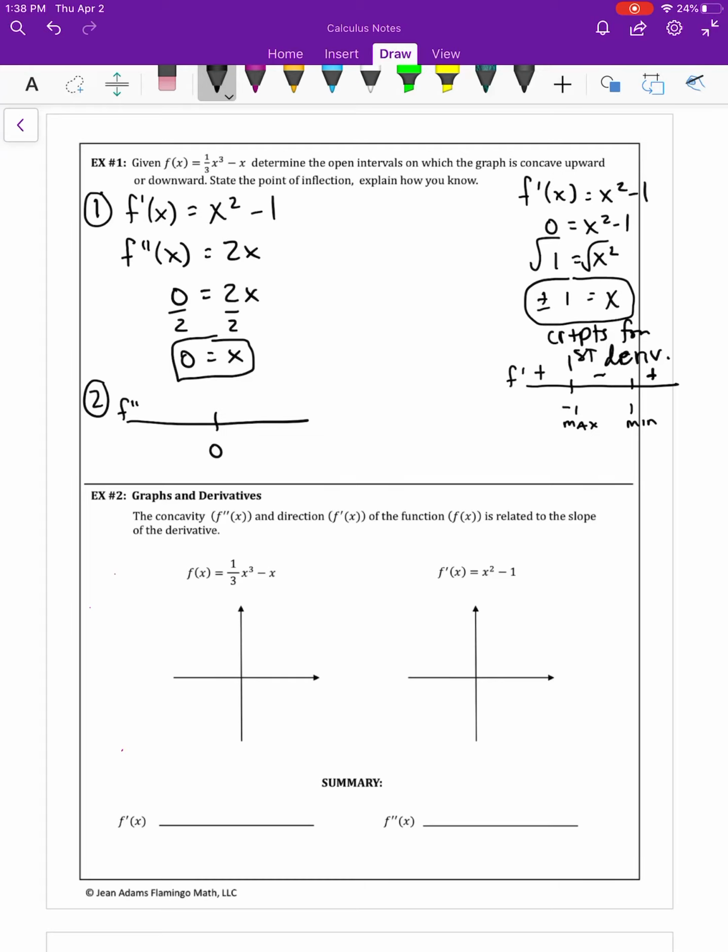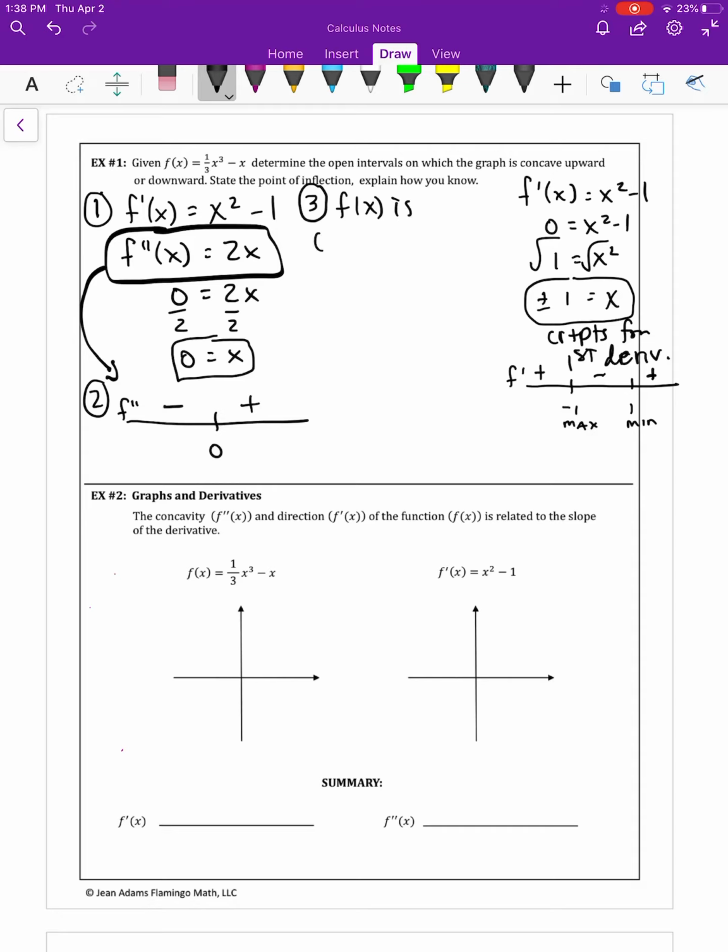If I have a -1 that I put into this second derivative, I'd get -2, so I'd have a negative value. If I put +1 in, I get a positive value. So now think about what the sign chart for the second derivative is telling us. In our definition, if the second derivative is negative, then you have concave down. If the second derivative is positive, you have concave up. So here's our third thing. We're going to actually answer our questions.